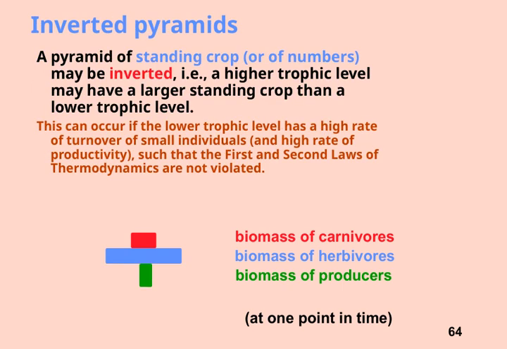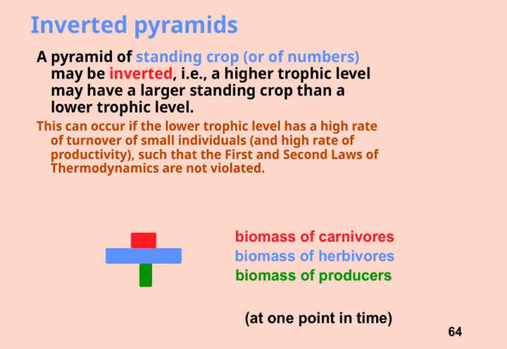Let's talk about inverted pyramids. Typically, when we think about standing crop or numbers in an ecosystem, we imagine a pyramid where the lower levels, like producers, are larger than the higher levels, like herbivores and carnivores. But sometimes, this isn't the case. An inverted pyramid occurs when a higher trophic level actually has a larger standing crop than a lower one.